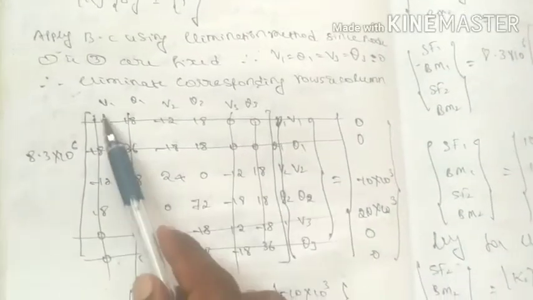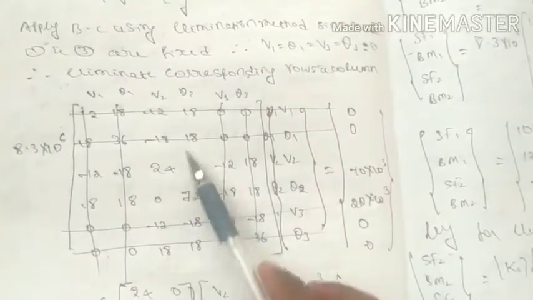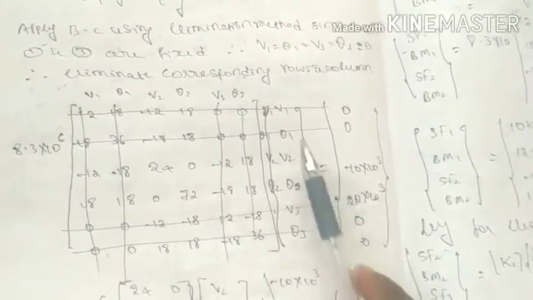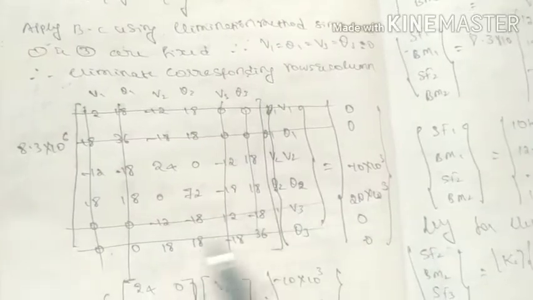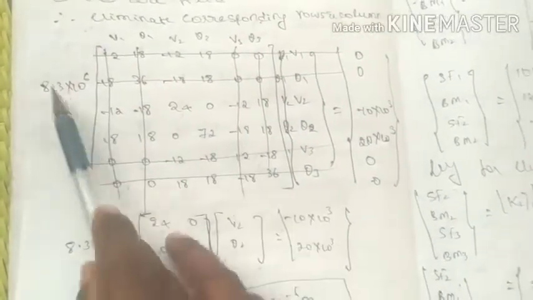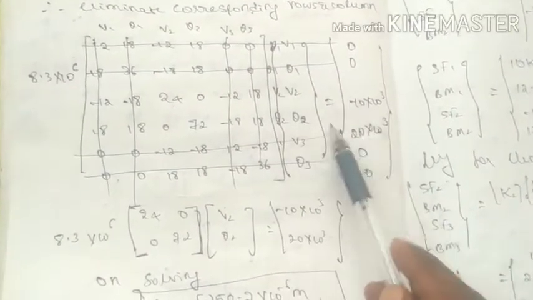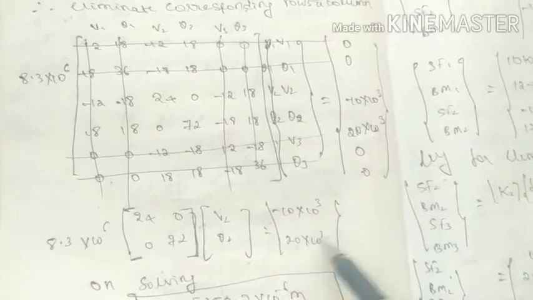Now V1 first row first column, theta 1 second row second column, V3 that is fifth row fifth column, and theta 3 sixth row sixth column. Eliminate. So what is left? 24 0 0 72 into 8.3 into 10 raised to 6 is equal to V2, theta 2 is equal to minus 10 raised to 3 into 20 into 10 raised to 3.